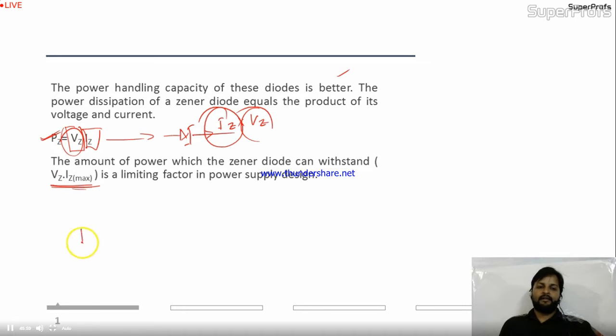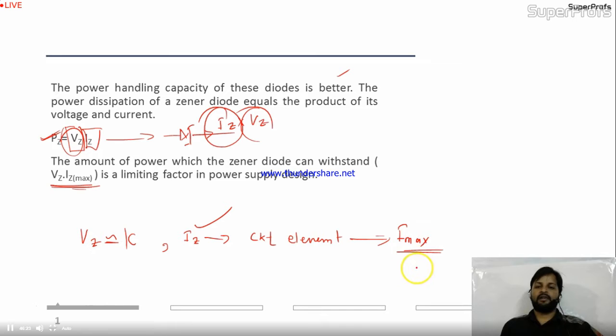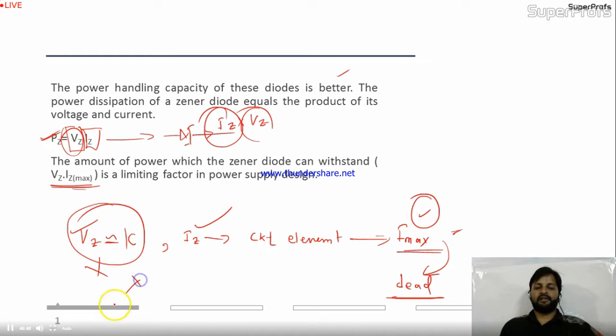See, Vz is fixed for any Zener diode. This Vz is fixed, constant. Okay, let's take it K. What about Iz? Iz depends on the circuit parameters or circuit elements, circuit resistance also, but still it has its own boundary, that is I max. After that the Zener diode will rupture itself. It will not work. It will be a dead body after that. So Zener diode has its own limitation. If you apply a current over the I max, the Zener diode will fail to work because the power dissipation capacity will be exceeded, and the Zener diode will be permanently off. Is it okay?